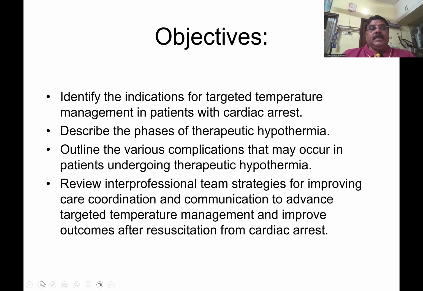What are the objectives? How to identify the indication of target temperature management in patients with cardiac arrest. How to describe the phases of therapeutic hypothermia and outline the various complications that may occur in patients undergoing therapeutic hypothermia. And how to use interprofessional team strategies for improving care coordination and communication to advance target temperature management and improve the outcome after resuscitation from a cardiac arrest. These are all the objectives of this topic.